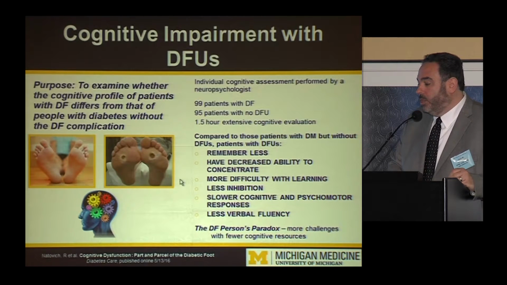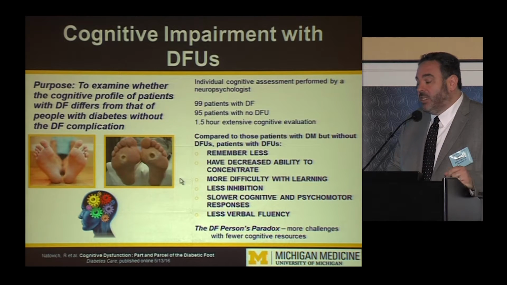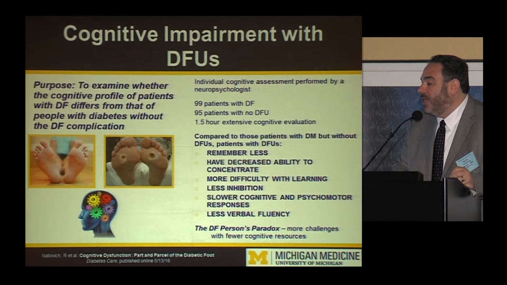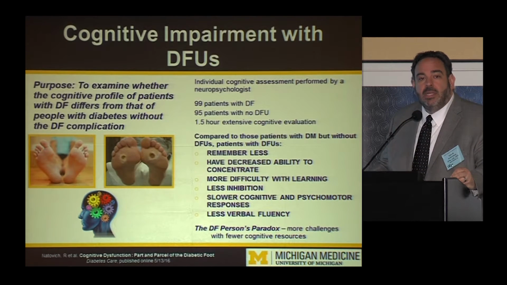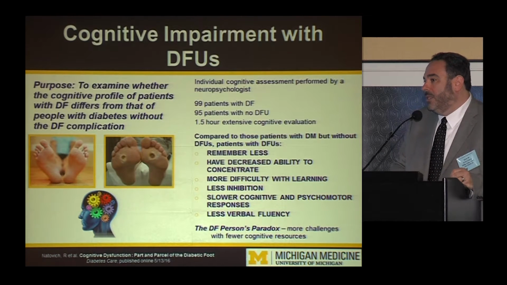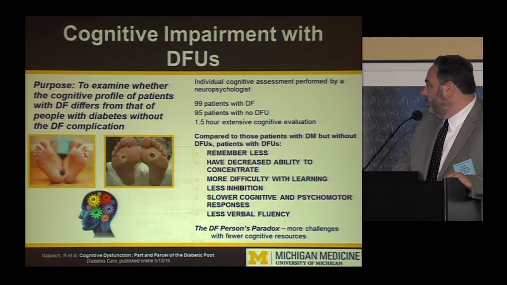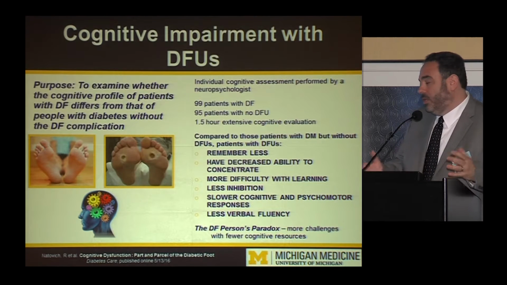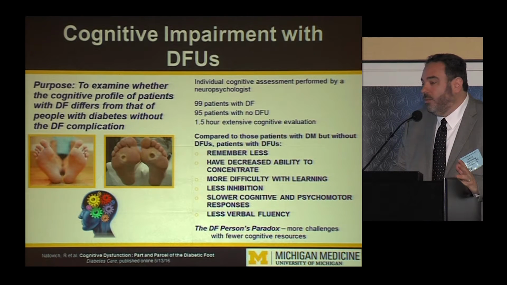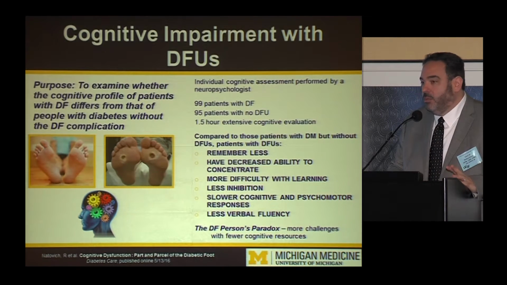Patients with ulcers remember less, have decreased ability to concentrate, have more difficulty with learning, have less inhibitions, have slower cognitive and psychomotor responses, and less verbal fluency. So do we think that that should influence wound care and wound healing and ability to perform what we're asking them to do? Clearly it does. And they coined this new term, which was new to me, talking about the diabetic foot person's paradox. Basically, that they have more challenges with fewer cognitive resources.